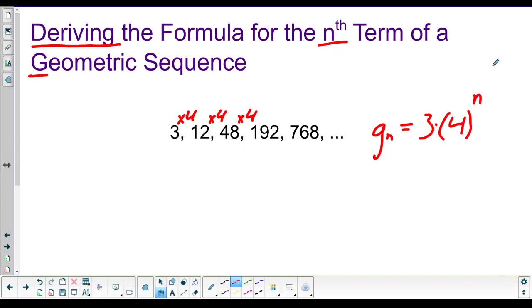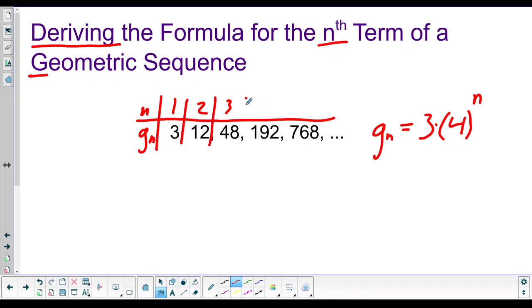Let's just try n. Remember, last time n didn't quite work, but we'll try it and we'll see just to make sure. And we can adjust it. We're pretty smart. We'll figure it out. So here are our Gn's. Here's our n's. So the first term is 3, second term is 12, third term is 48, fourth term is 192, and then the fifth term is 768. So let's just plug in a nice low one. Let's try and get the third term, shall we? So G3 will be 3 times 4 to the n, which would be the third power. So what is 4 to the third power, you ask? It's 64. And then 64 times 3 is 192.